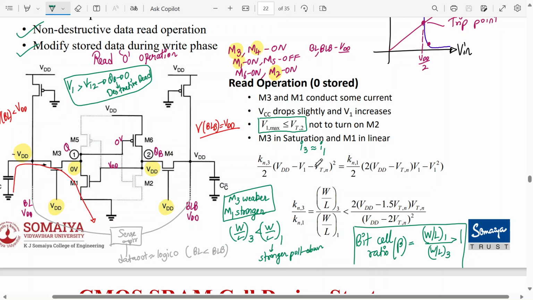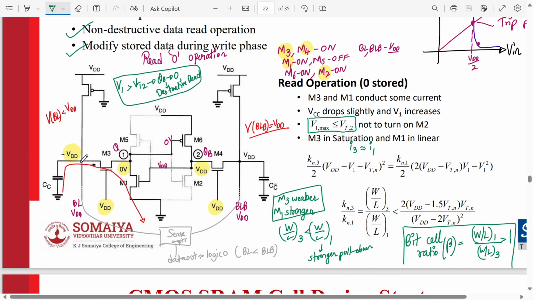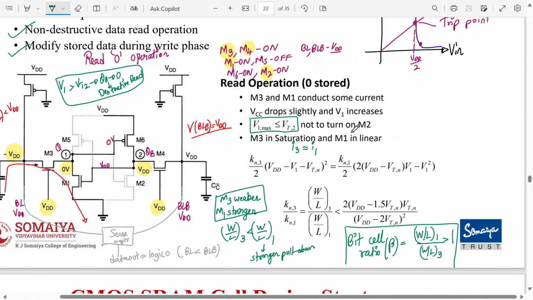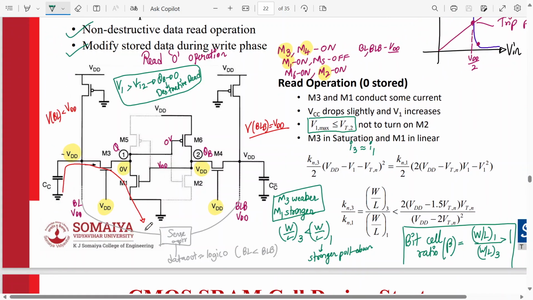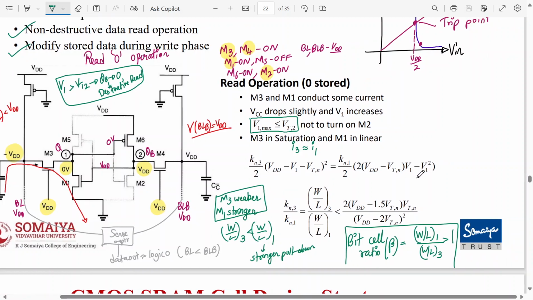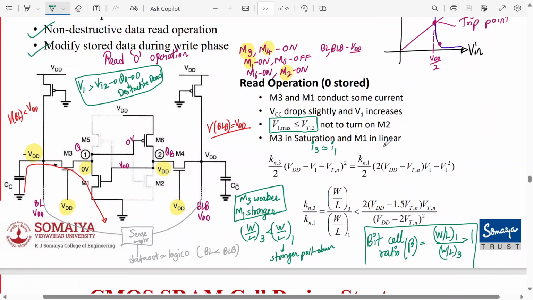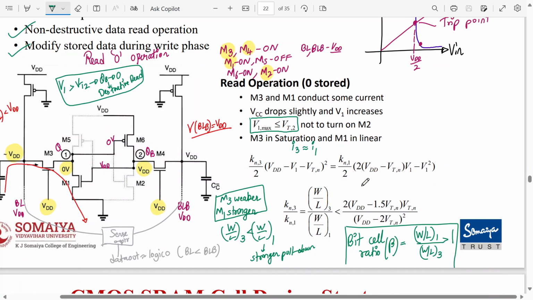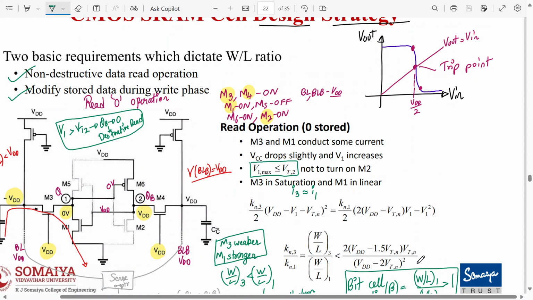It is Kn (VGS minus VTN) the whole square because it is in saturation, right? So for M3, VGS is VDD minus V1, minus VTN, and it is in linear region, so twice VGS. So for M1, VGS is VDD minus VTN minus V1. VDS is V1, so V1 minus V1 square. So if you rearrange the terms, you will get this equation. Kn3 upon Kn1 is W by L of 3 upon W by L of 1. And that is actually bit cell ratio. Did you understand or no?